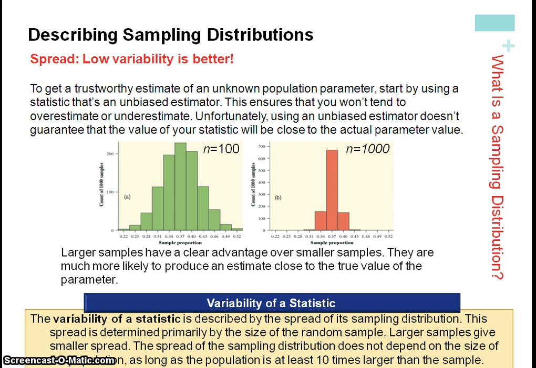The variability of a statistic is described by the spread of its sampling distribution. This spread is determined primarily by the size of the random sample. Larger samples give smaller spread. The spread of the sampling distribution does not depend on the size of the population as long as the population is at least 10 times larger than the sample.